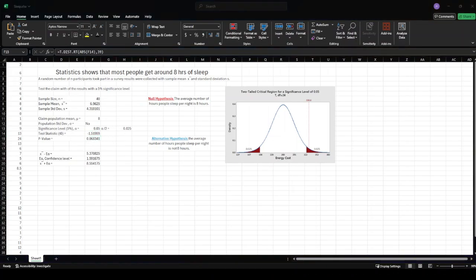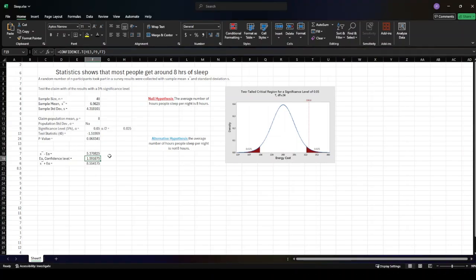For my p-value, I use equals T.DIST.RT, bracket, absolute t0, which is my test statistic, comma, n minus 1, which is my sample size 40 minus 1, which gets me 39.